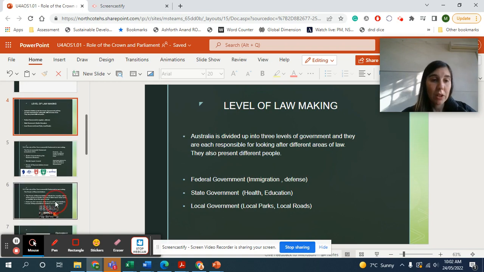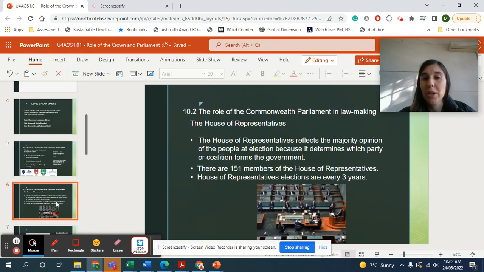So, divided up into two houses. The first house that we need to talk about is the House of Representatives. Now, the House of Representatives aims to reflect views from all over the community, all over Australia. And it's the house that determines the government of the day. So there's 151 members of the House of Representatives, and they are elected every 3 years, and the government is formed with the majority of those seats. So 76 seats you need to form a government in Australia.